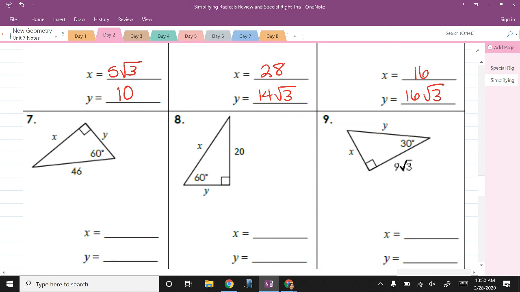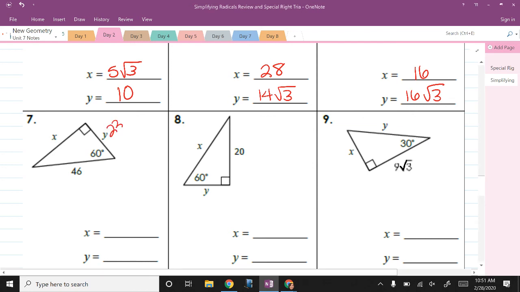Not too difficult, is it? If you can get the short leg, it's pretty easy. I got it? Think you got it? All right, so that 46 that they gave you right there, that length 46, what is that, a short leg, long leg, or hypotenuse? Hypotenuse. So how do you get the short leg if they give you the hypotenuse? Divide by 2. And which one is the short leg, X or Y? Y, because it's across from the 30. So what is half of 46?